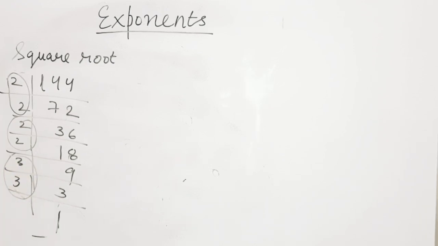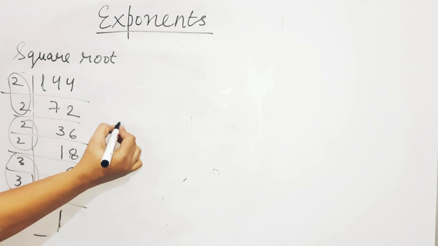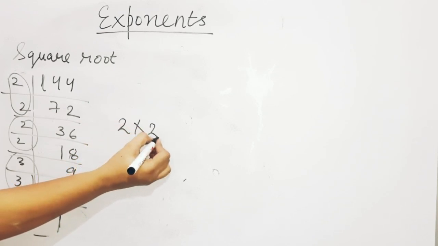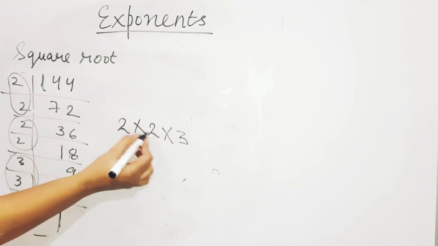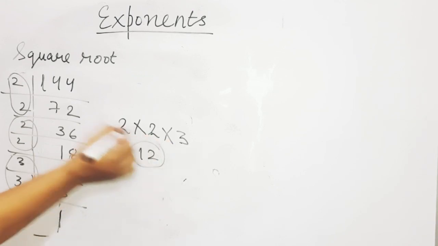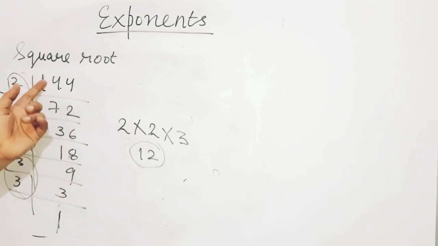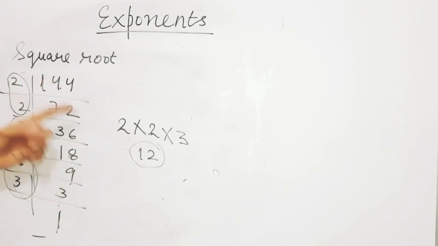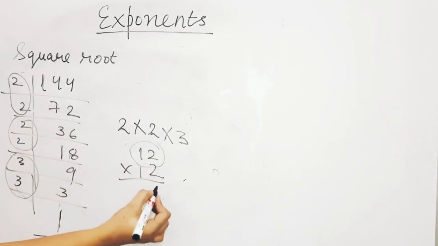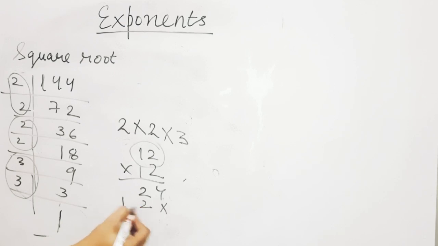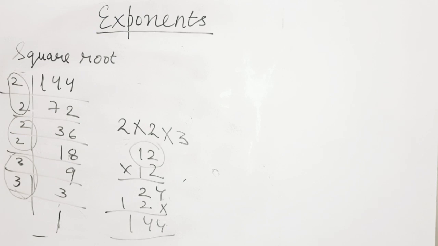Now from these three pairs, we have to multiply one number from each pair. 2 multiplied by 2 multiplied by 3. So 2 2s are 4, 4 3s are 12. So 144 is obtained after multiplying 12 two times. When you multiply 12 two times, then you will obtain 144. You can check also. 2 2s are 4, 2 1s are 2, 1 2s are 2, 1 1s are 1. See, I have obtained 144. So the square root of 144 is 12. So this is how you will obtain the square roots.